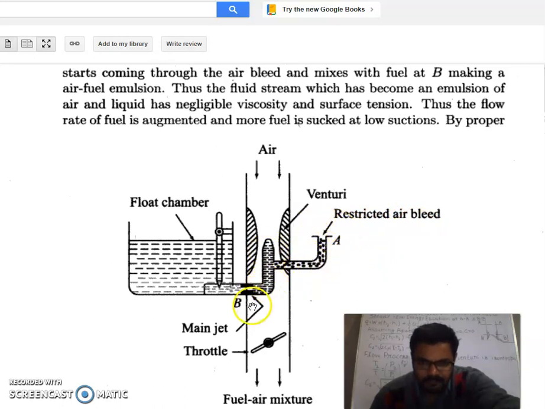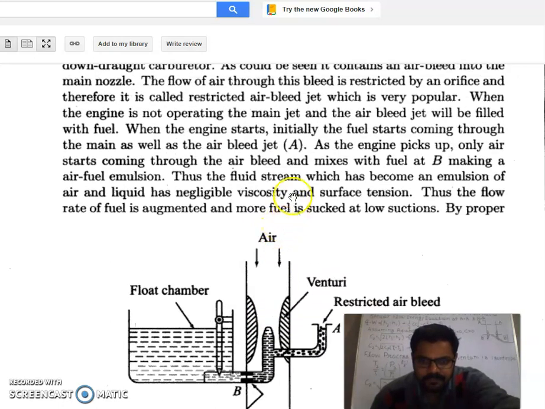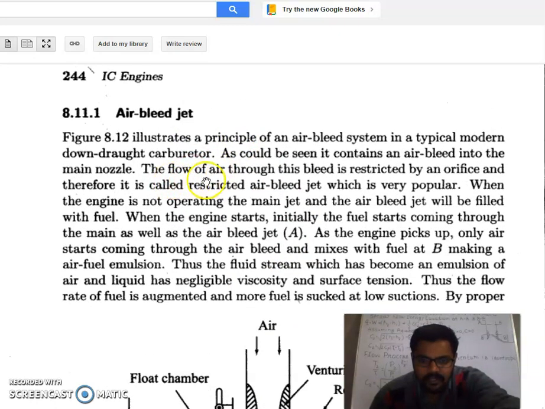This is your main jet. And you can see here, the main fuel will come from here. But along with the main fuel, the air will come from this side also. It will mix with this fuel, and this is your main air stream. Then this small amount of air and fuel, along with the main air stream, will go into the engine. The flow of air through this bleed is restricted.